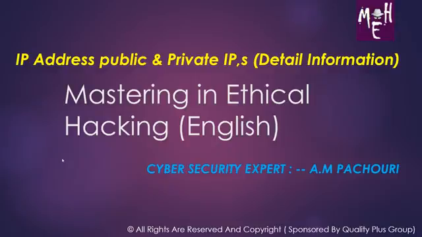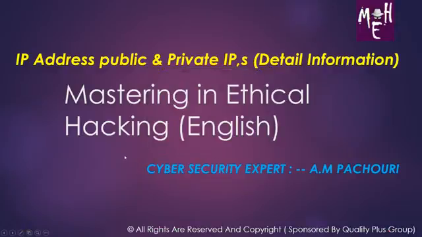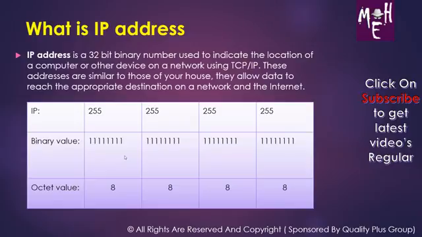Friends, in our previous classes you have seen that if we are tracking someone, then the most important thing for tracking that particular person is called the IP address. So friends, before we do anything in ethical hacking, we need to know about the IP address or internet protocol details. So fans, first of all, we know what an IP address is.